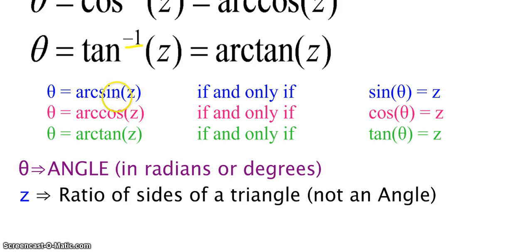The arcsine, or inverse function, will have an output that is an angle and an input that is the ratio of sides of a triangle. The regular trig function, not the inverse, will have an input that is an angle and an output that is the ratio of sides of a triangle. Same will be true for our cosine, and same will be true for our tangent.